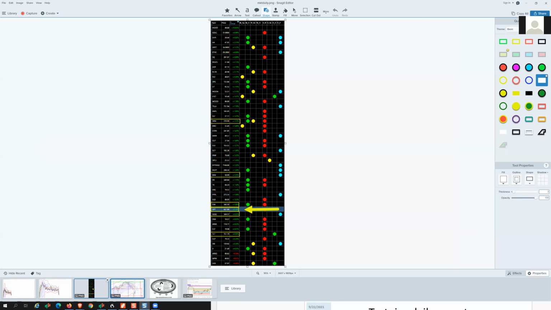Let's take a look at the sectors. Let me know in chat if you found that to be helpful.